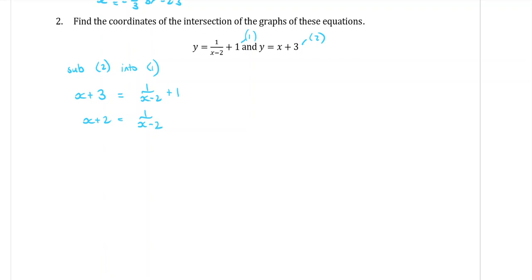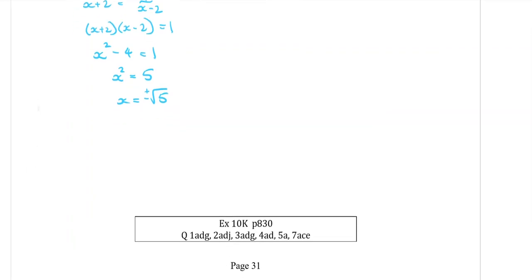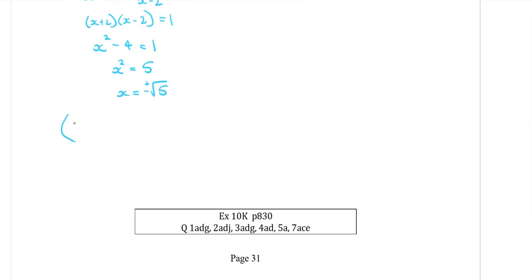Then times your denominator to the other side. So it'll be x plus 2 times x minus 2 is equal to 1. Expanding that out is a difference of 2 squares, so you'll have x squared minus 4 is equal to 1. Add the 4 to the other side, x squared equals 5, and then square rooting, we will get plus or minus root 5. So that means I have two solutions. The first one is going to be a positive root 5 comma something, and the second one is going to be a negative root 5 comma something.